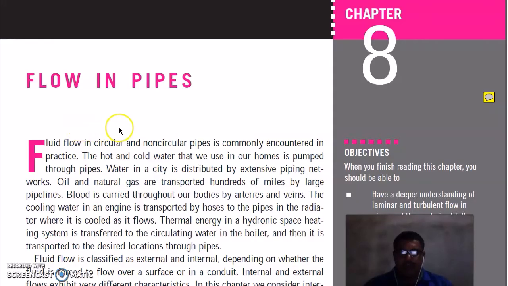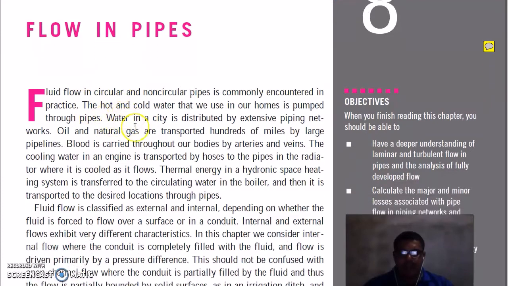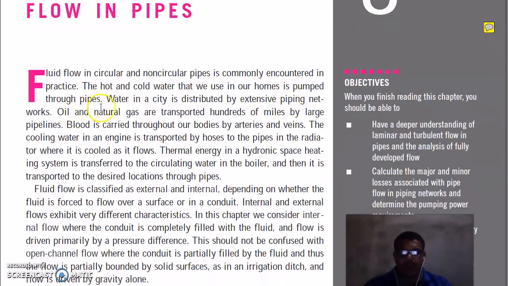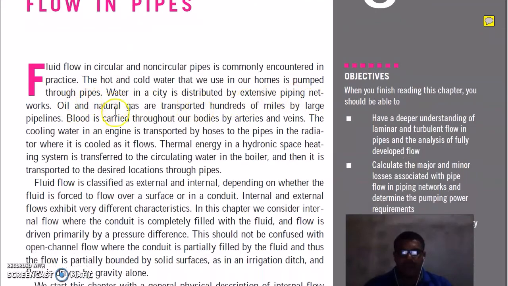Good morning. Today we'll start with flow in pipes. Fluid flow in circular and non-circular pipes is commonly encountered in practice. Hot and cold water that we use in our house is pumped through pipes. Water in the city is distributed by an extensive piping network.